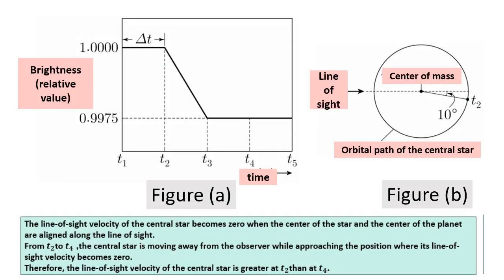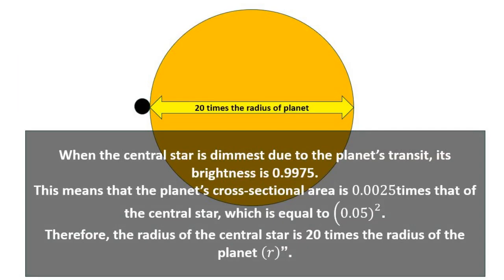Between T2 and T4, the star moves away from the observer toward a zero line-of-sight velocity position, so its velocity is larger at T2 than at T4. At maximum dimming, the brightness is 0.9975. That tiny drop already tells us the size ratio between the planet and the star. From the brightness decrease, we find that the star's radius is about 20 times larger than the planet's.